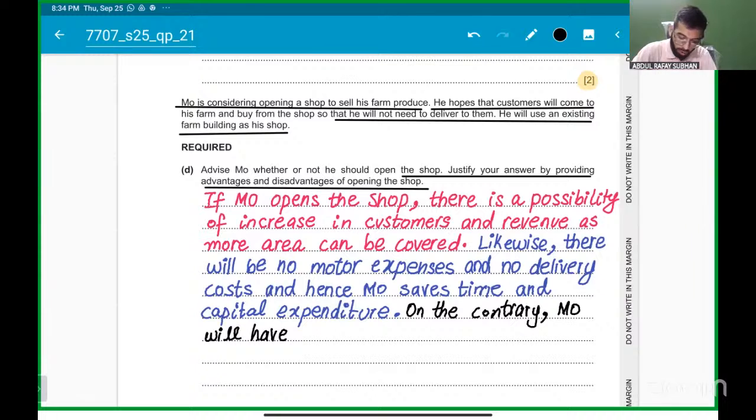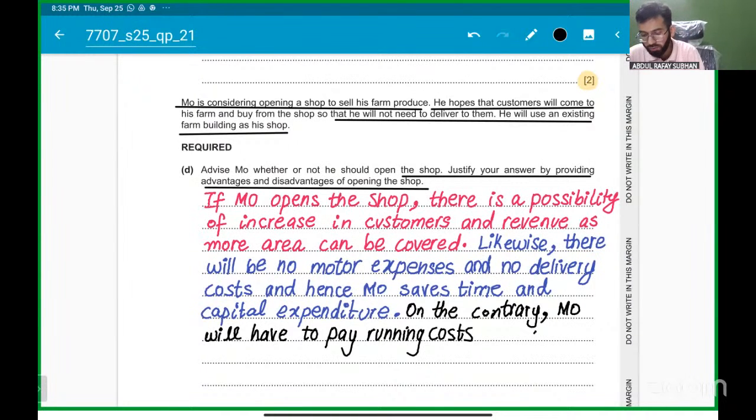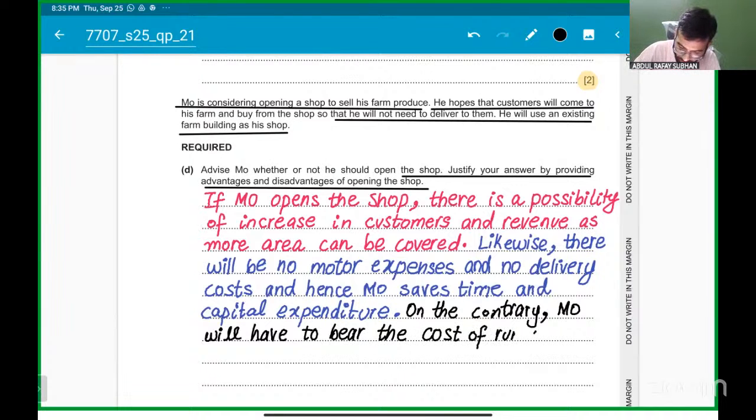बिल्कुल सही है. So on the contrary, Mo will have to pay the running cost and utilities and all of those things. ठीक है. Running cost and other expenses. वैसे running cost के अंदर सब आ जाता है. So you can say कि Mo will have to bear the cost of running the shop. Cost of running the shop means utilities and anything else. ठीक है जी, is everyone following, understanding?